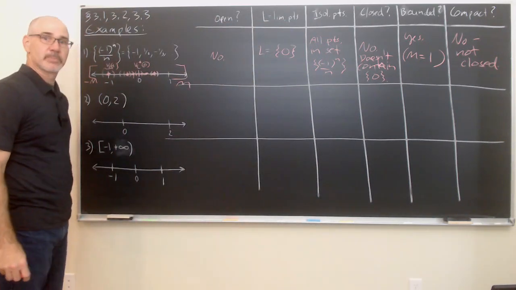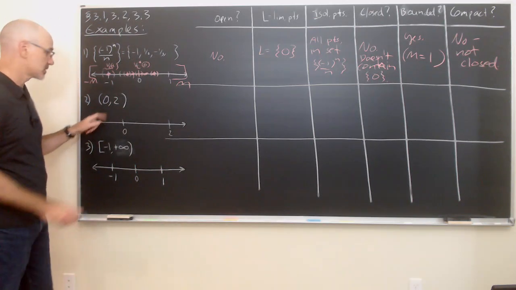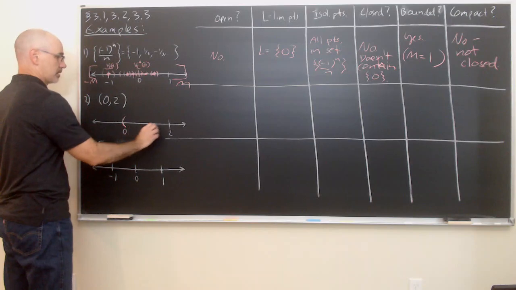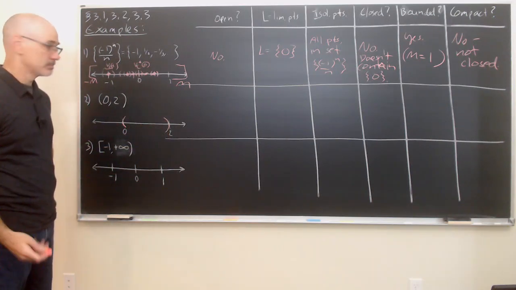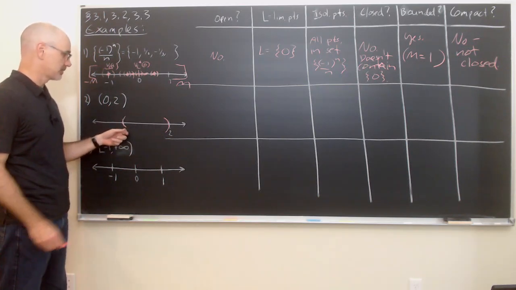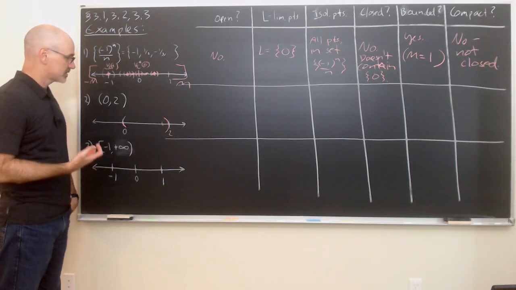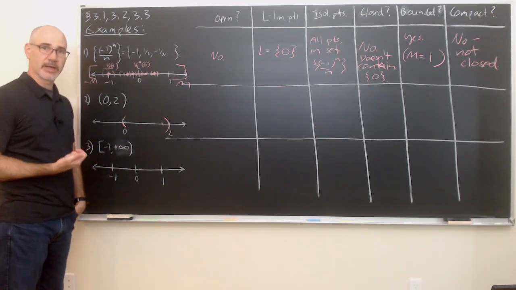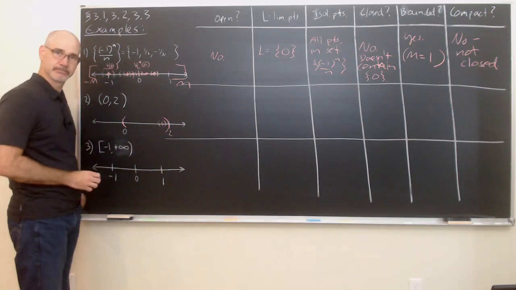Okay, our example is the interval from 0 to 2, not including the endpoints. So that's just going to look like this. First question, is it open? Well, we have to take any element in the set, so maybe this point, and then see if we can fit an epsilon neighborhood around that that's entirely in the set. And the answer here is yes, there's one.